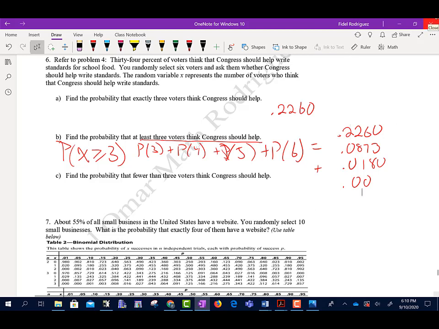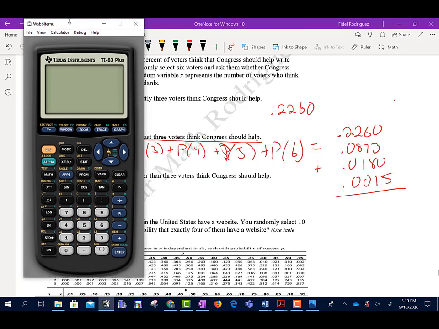Oh, come on. Why is this not wanting to work? There we go. And I'm just going to add those numbers together. So let me grab my calculator again. Let's move it over this way. So 0.2260, oops, turn it on first, Omar. 0.2260 plus 0.0873 plus 0.0180 plus 0.0015, and I'm coming up with 0.3328.